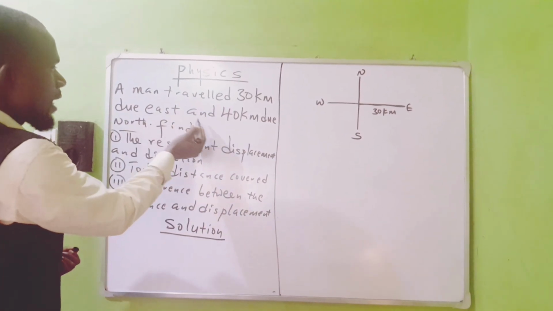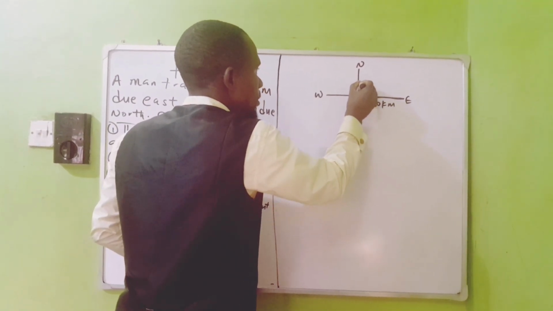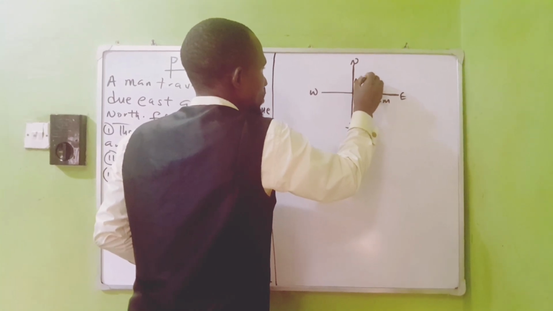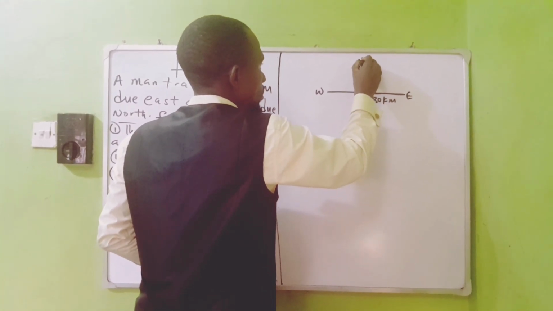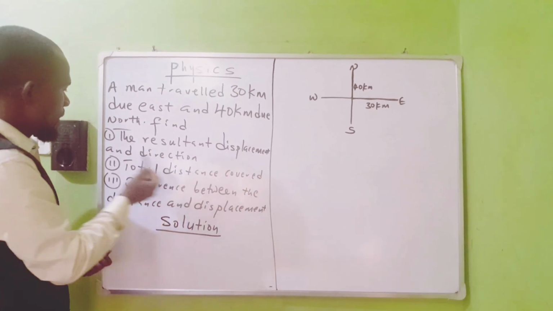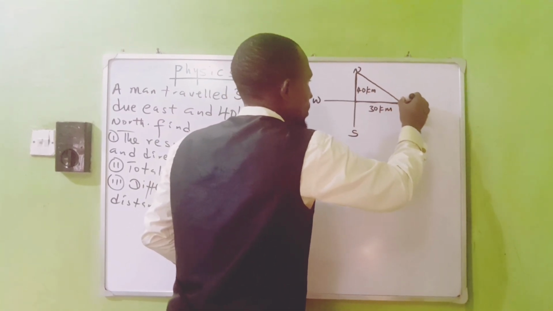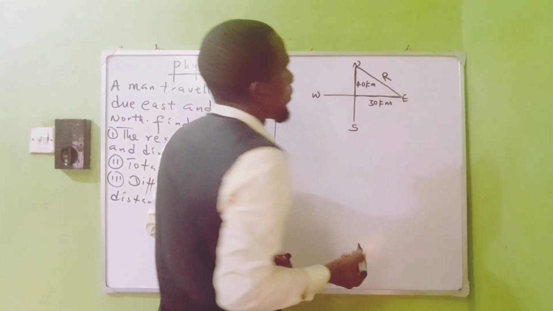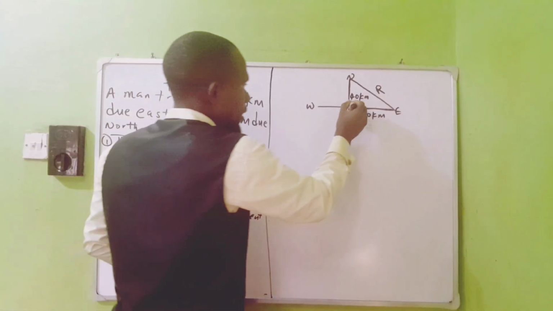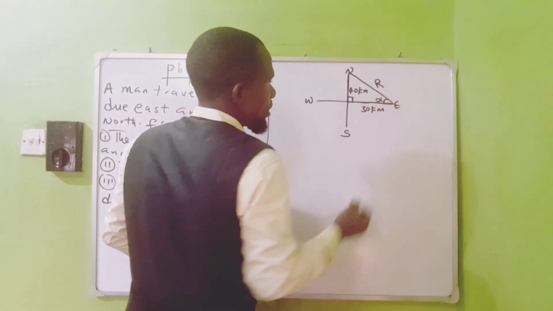And 40 kilometers due north. That means due north is from here. So the man travels 40 kilometers due north. They now said find the resultant displacement and direction. That means from here to here is now my R, which is my resultant displacement, and here is 90 degrees. Here is my alpha, which I don't know, which is the direction.